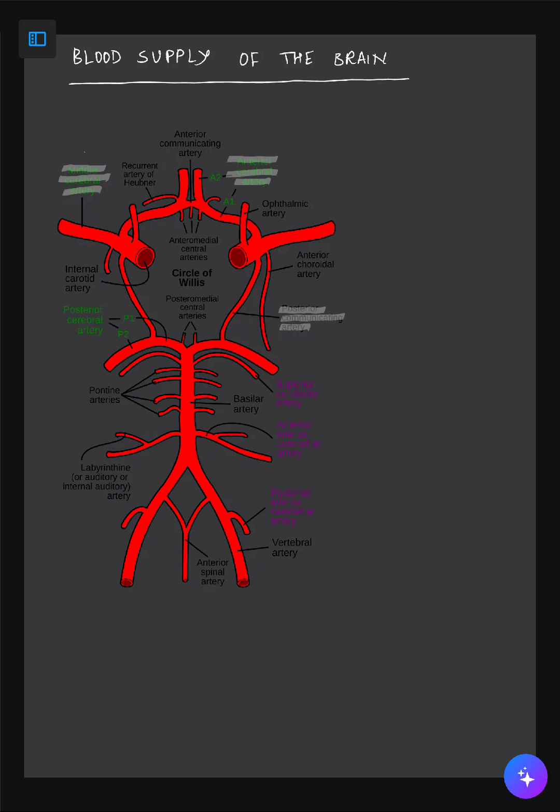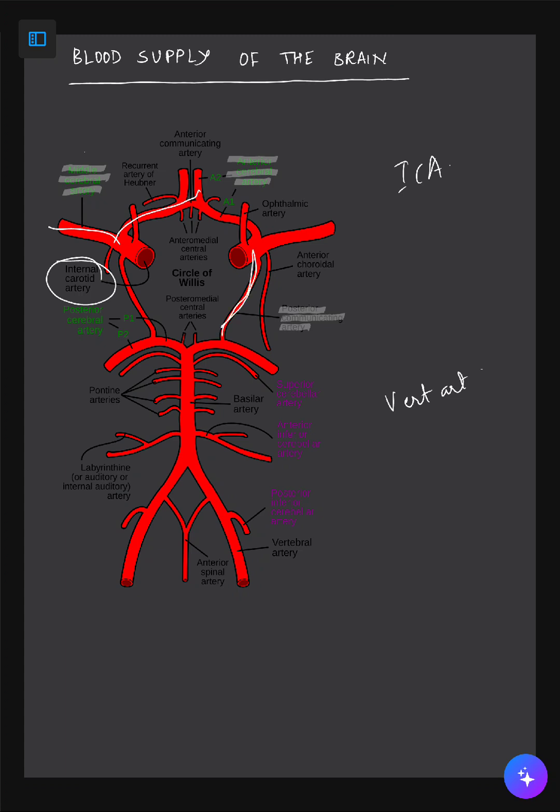Now next is the blood supply to the brain. It is a very important topic because an important structure comes under this, which is the circle of Willis. This circle of Willis is formed by two main arteries: the internal carotid artery and the vertebral artery. The internal carotid artery gives the anterior cerebral artery, middle cerebral artery and posterior communicating artery.